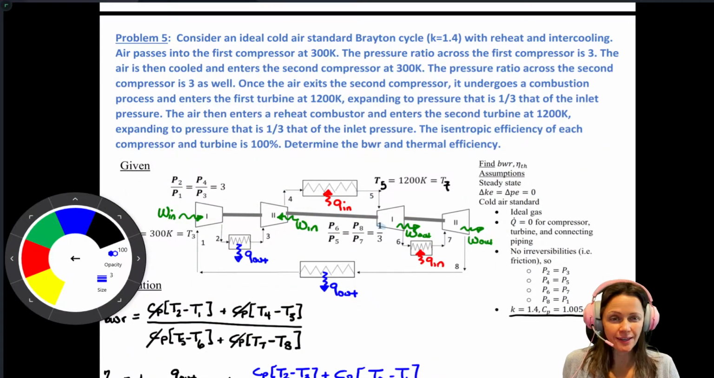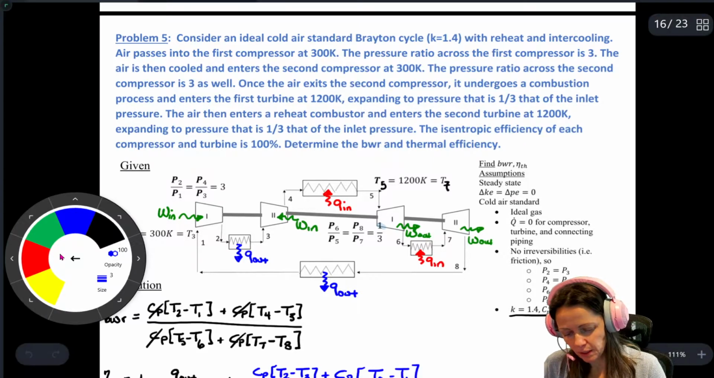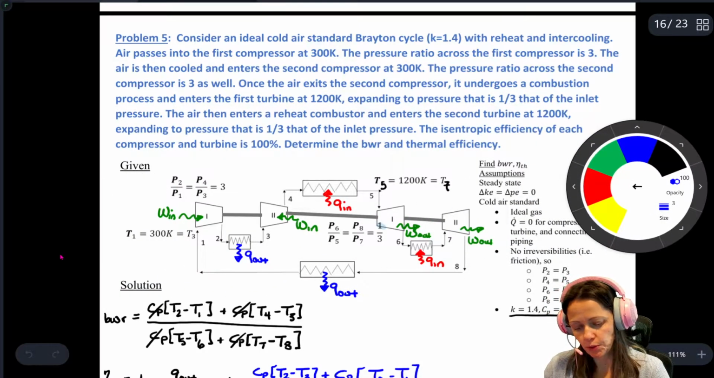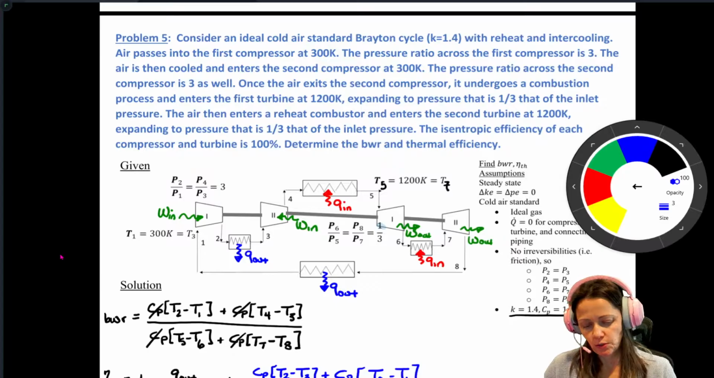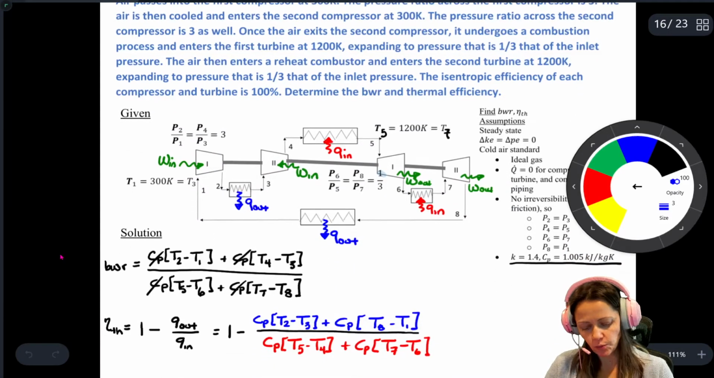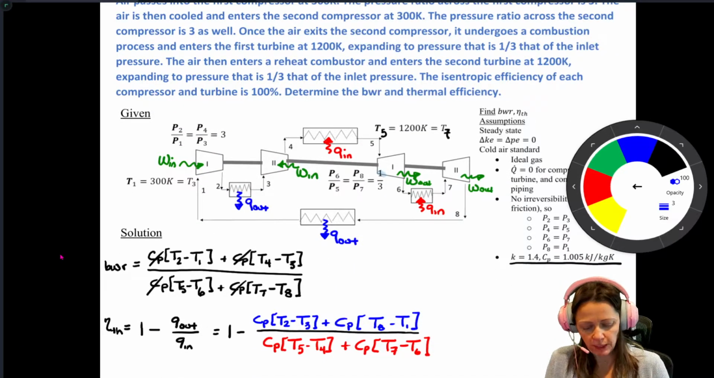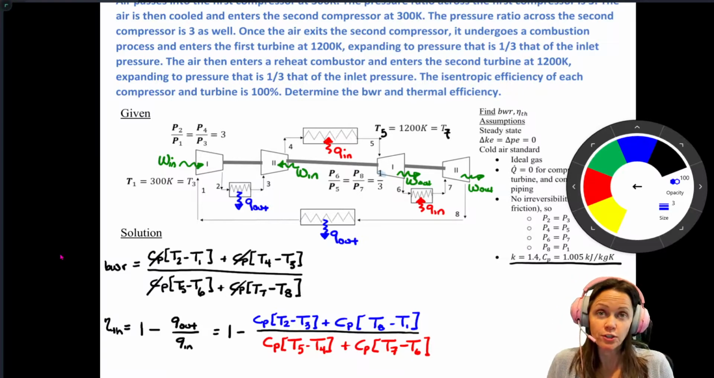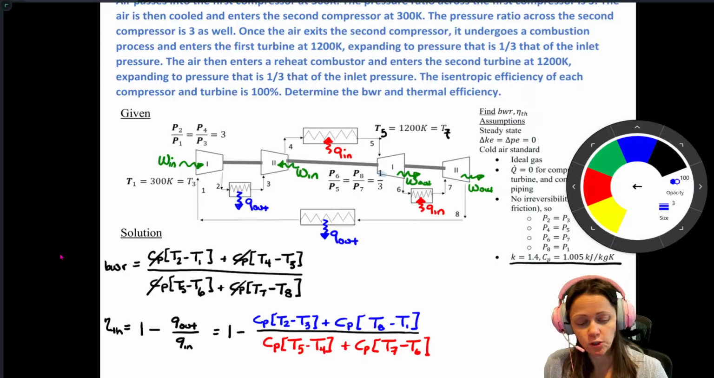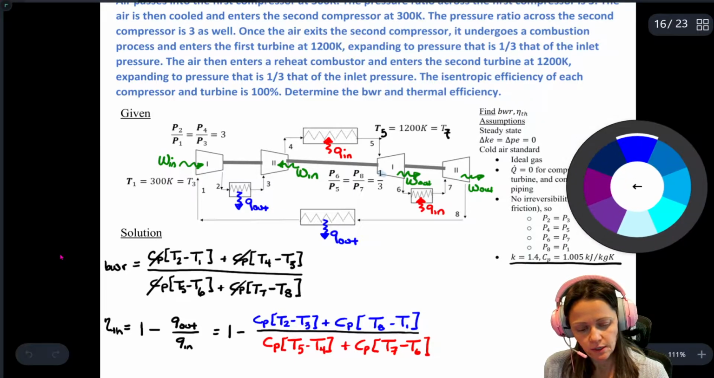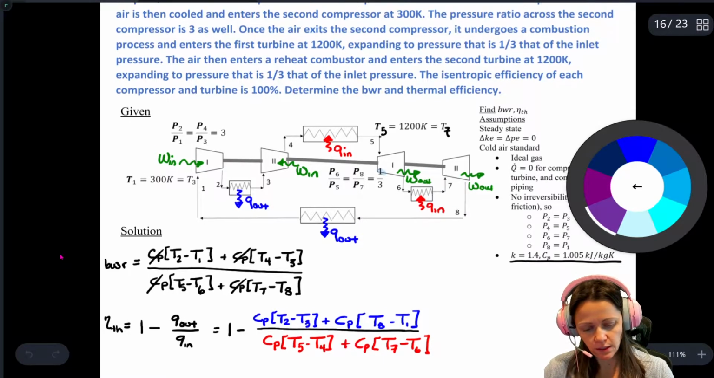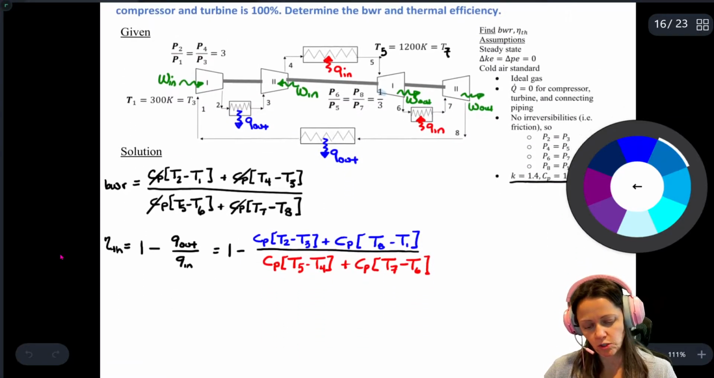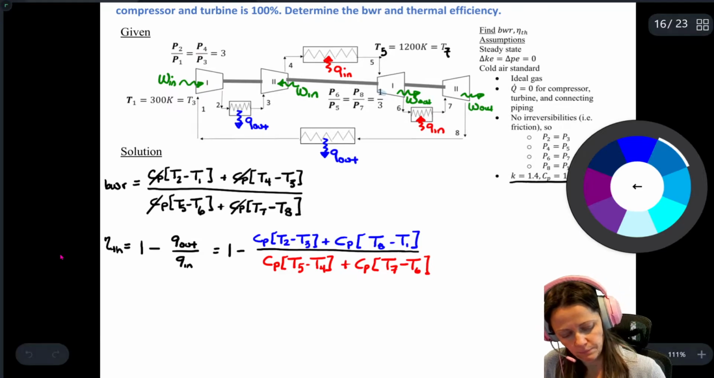Hey everybody. So we're gonna pick up on where we left off with problem 5. As far as we had gotten our governing equations for the back work ratio and the thermal efficiency. The only thing that we have left to do is go through and fix each one of our states. So tired of writing in black ink, so let's change it to blue, something more friendly.